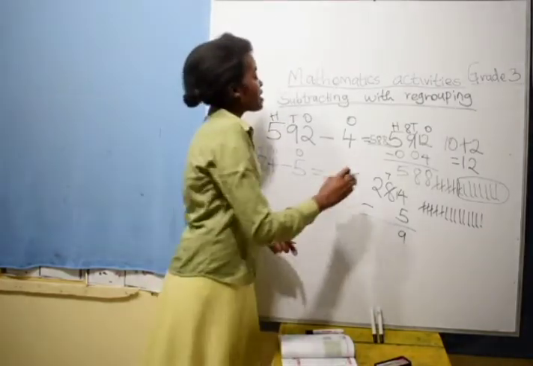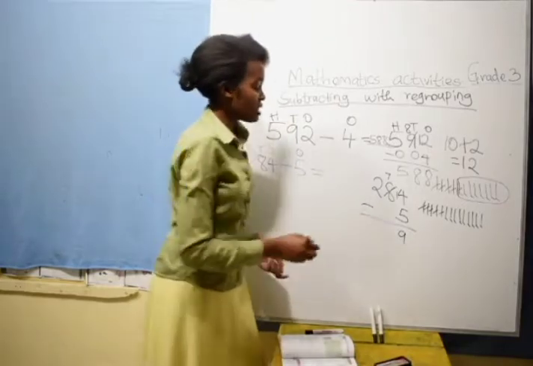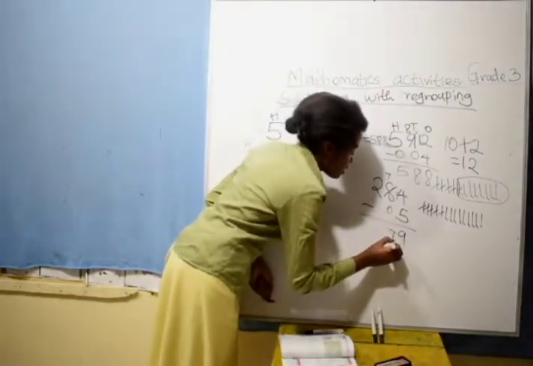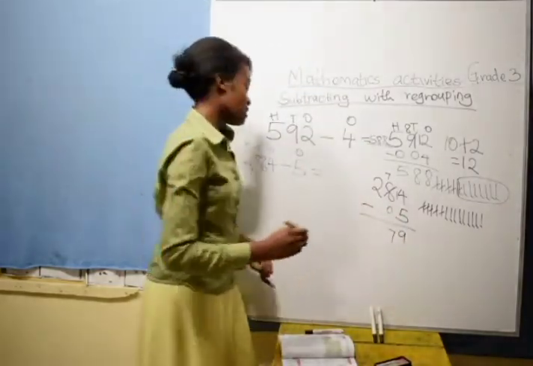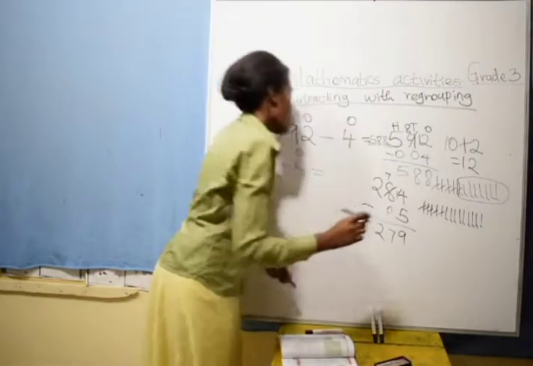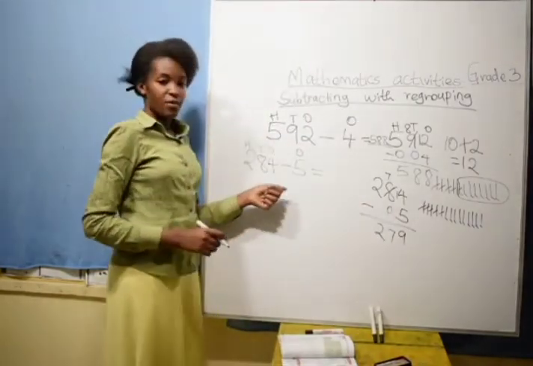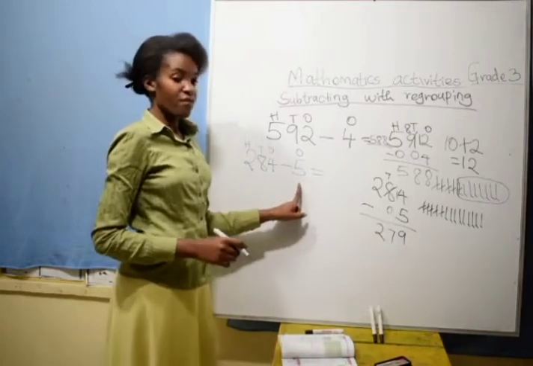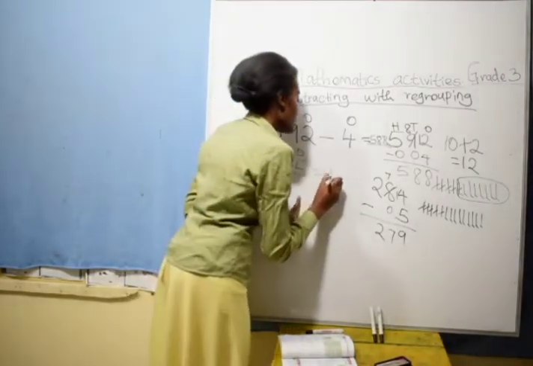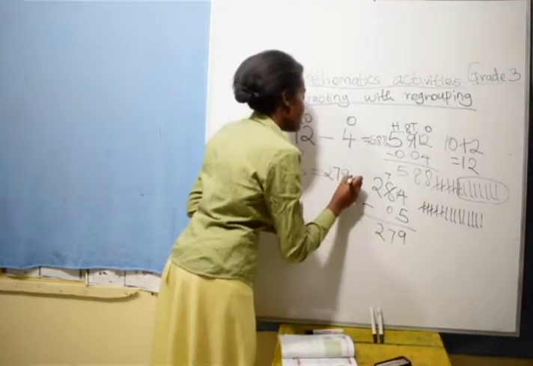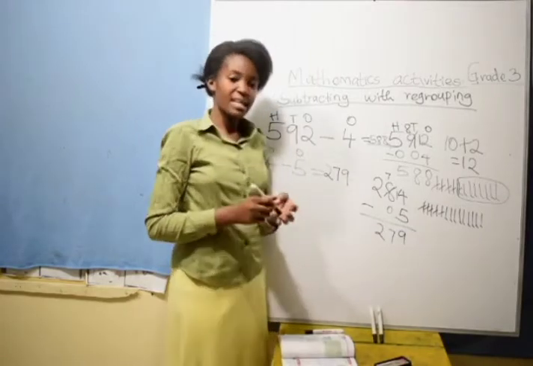Yes. Now here 7 take away 0 is the same as 7. 2 take away 0 is the same as 2. Now 284 take away 5 is equal to 279. And now you give me the last example.